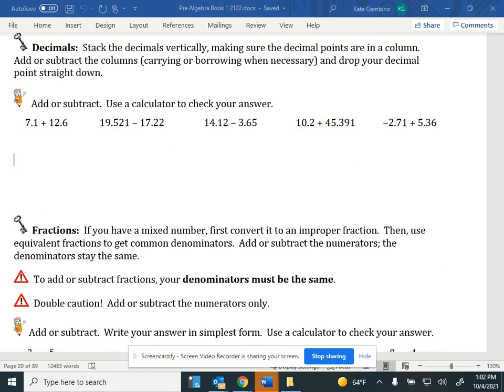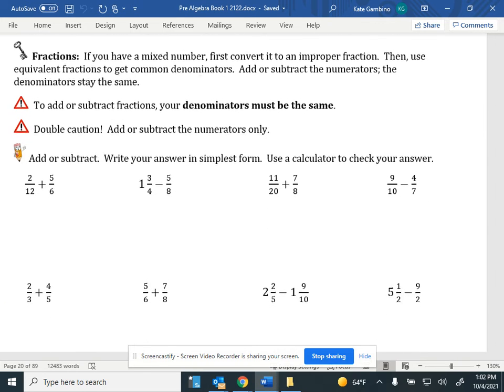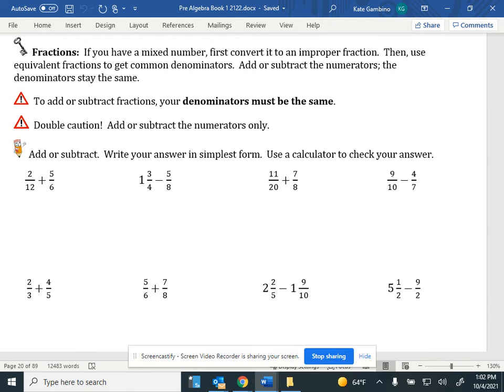Let's look at the fractions real quick. If you have a mixed number, first convert it to an improper fraction. Then use equivalent fractions to get common denominators. Add or subtract the numerators. The denominators stay the same. To add or subtract fractions, your denominators must be the same, just for adding and subtracting. A lot of us were confusing that with the multiplying and dividing. Just adding and subtracting, do we need common denominators? Double caution, add or subtract the numerators only.